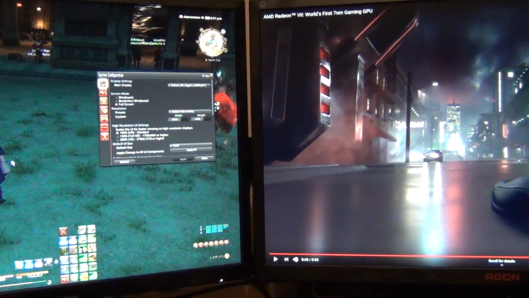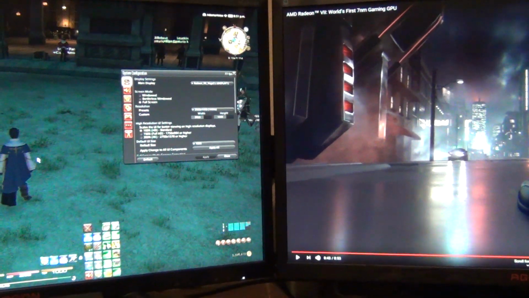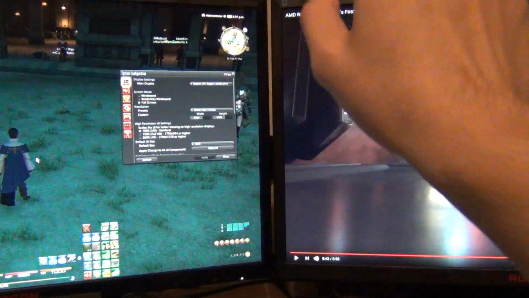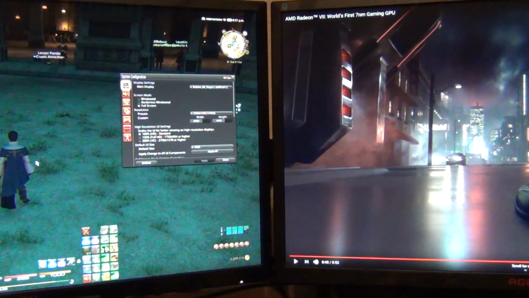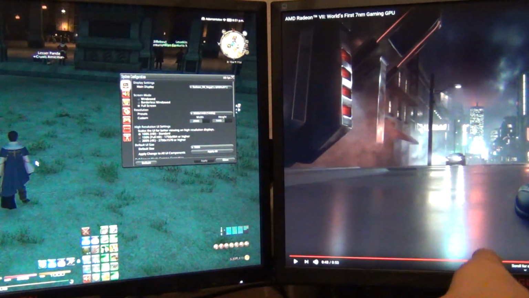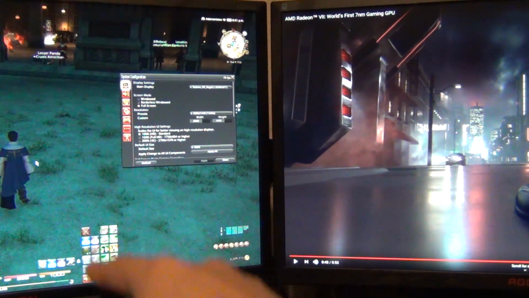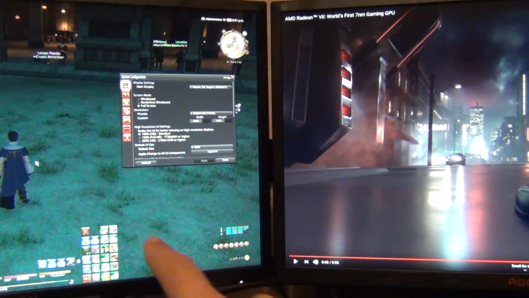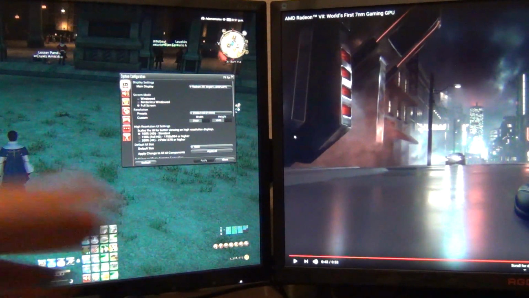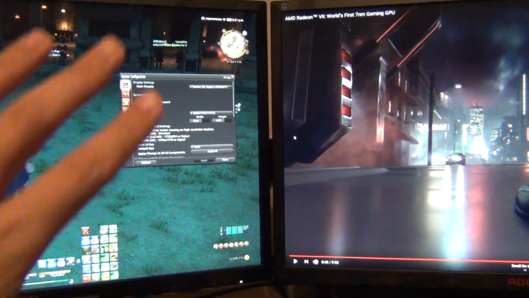So what we have concluded here is that in order to watch a YouTube video while playing a game that exceeds 60 frames per second on a FreeSync display with FreeSync enabled, you must run your game in exclusive full screen mode, not borderless windowed mode. Borderless windowed mode will not work. It'll cause video stutter. So this is something that really needs to be addressed.